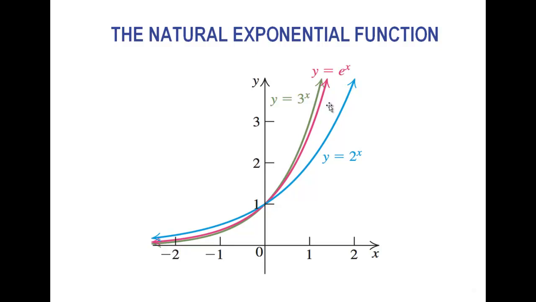Here's how they all compare. You can see that they still travel through the point (0,1), because e to the x is still an exponential function, so it still has that property. It also has the point (1, e). In this case, e is right about there. I told you e is about 2.7, whereas this one is right here at 3, and the blue one is at 2. It has a horizontal asymptote at y equals 0, and it increases up to infinity. It's an ever increasing function because the base e is greater than 1.